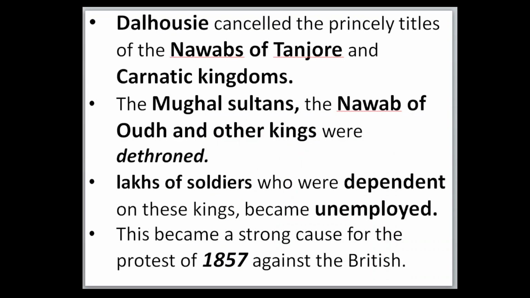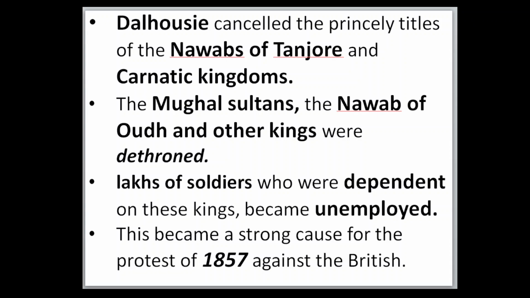He cancelled the princely titles like Nawabs and Sultans. All these were cancelled by Dalhousie according to the doctrine of lapse policy. Then the Mughal Sultans, the Nawab of Oudh and other kings were dethroned.